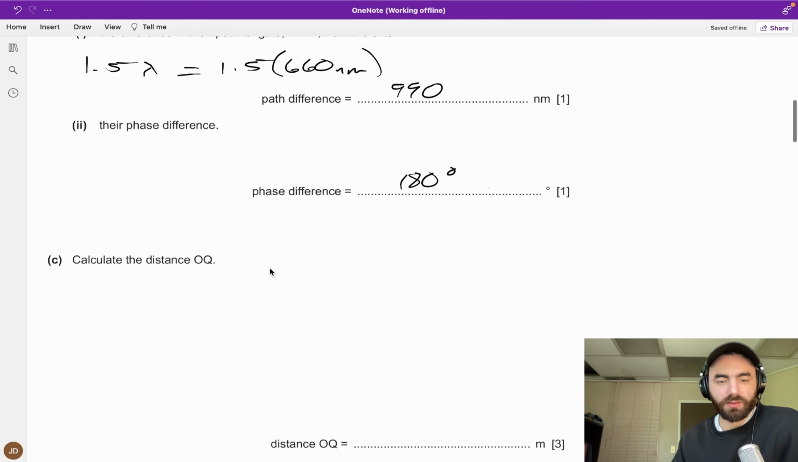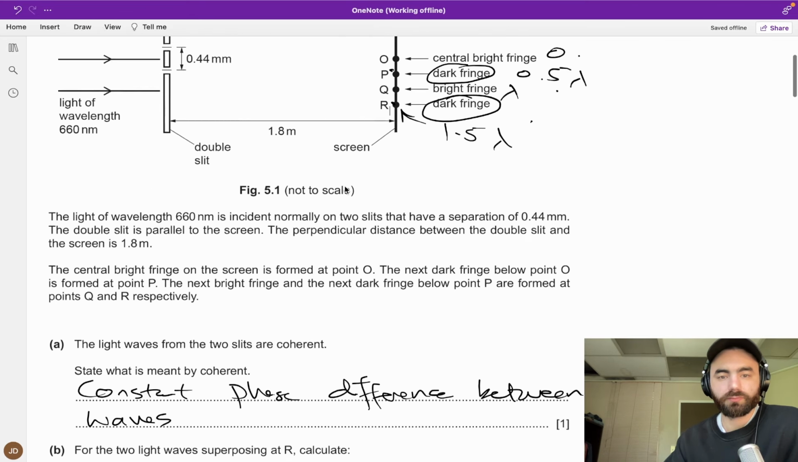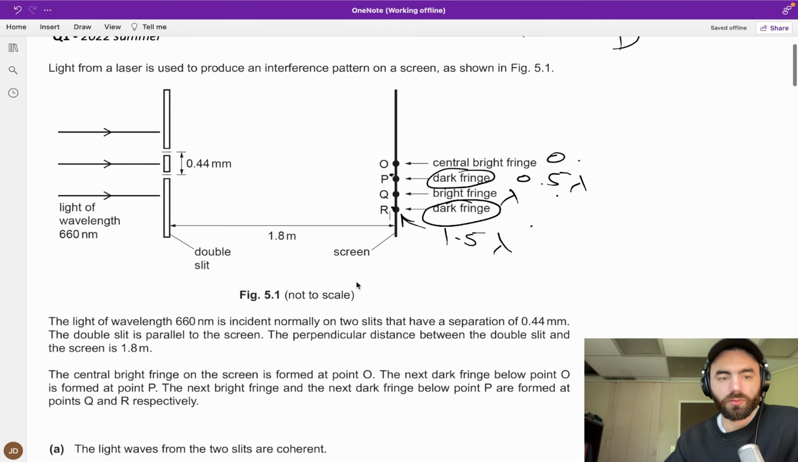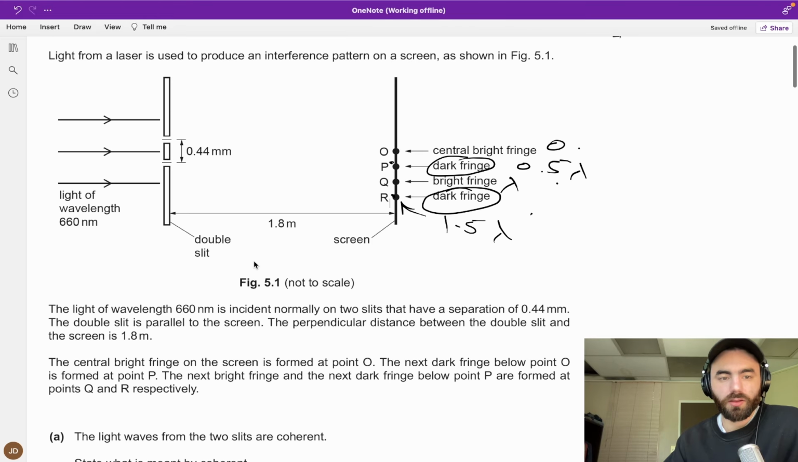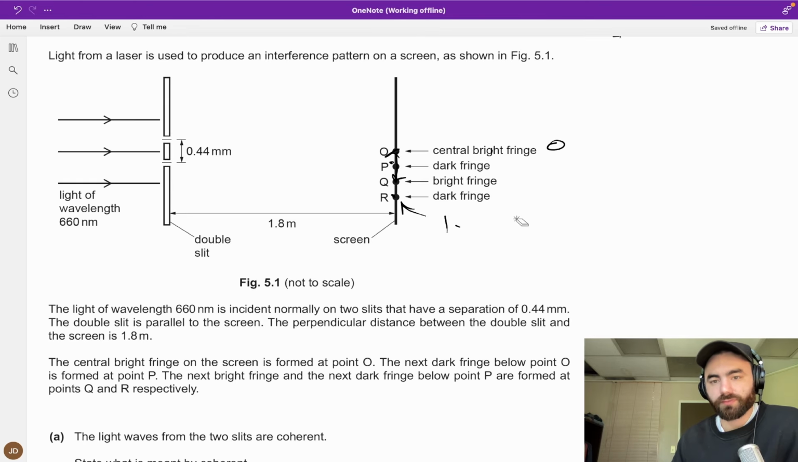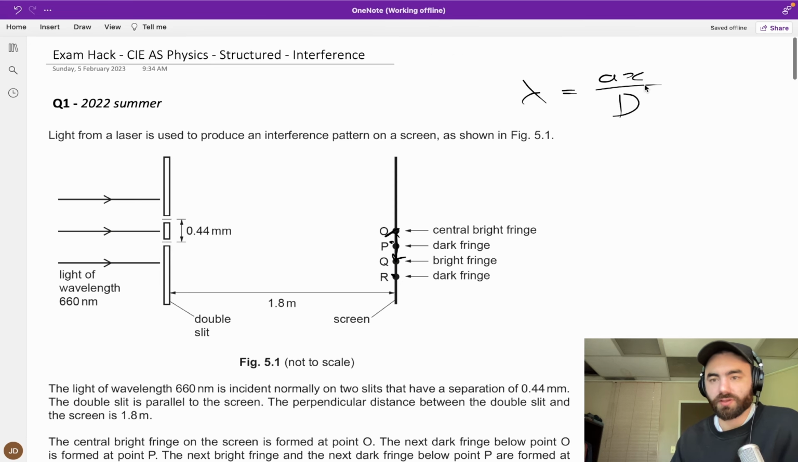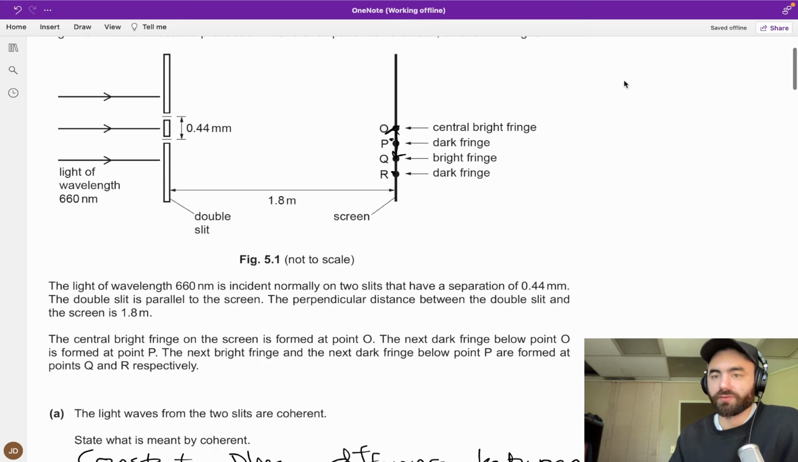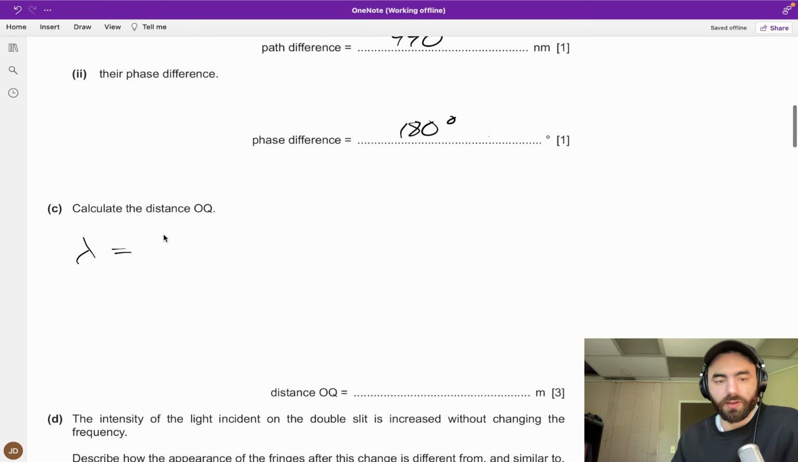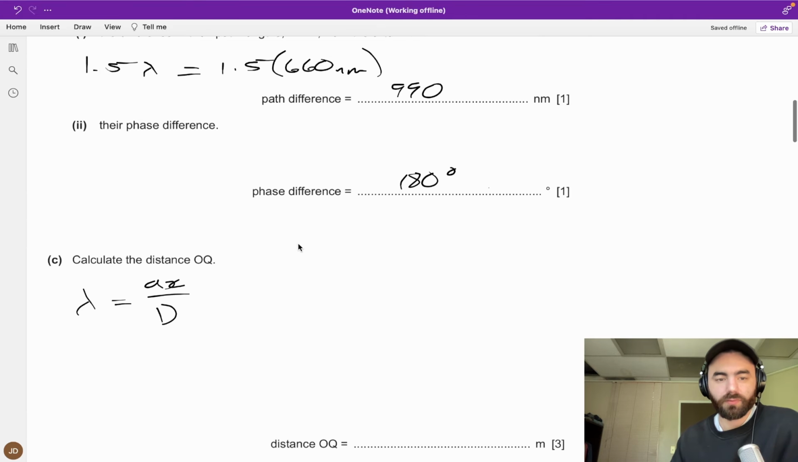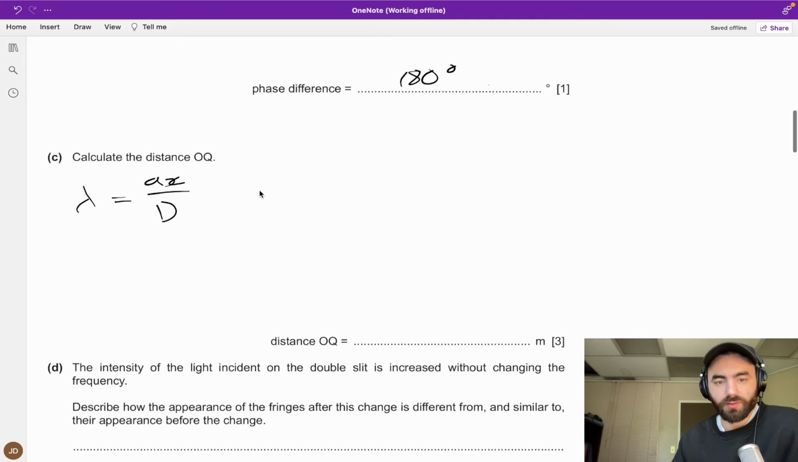Calculate the distance OQ. So the distance OQ is the distance between the two central fringes. And so this, in terms of this equation, is x. So this is the distance between successive fringes. So we know that lambda equals ax over d. So therefore if we rearrange this, we get x equals lambda d over a.